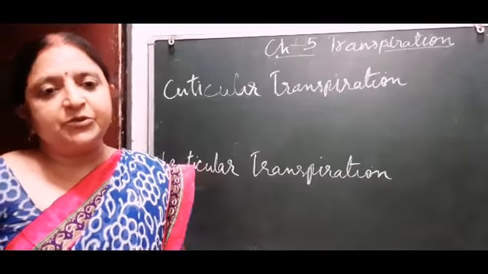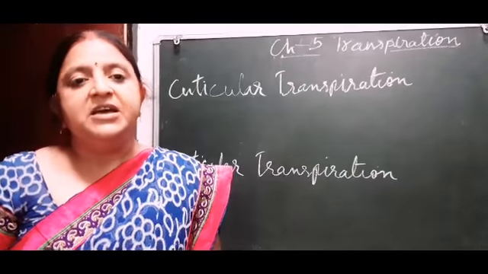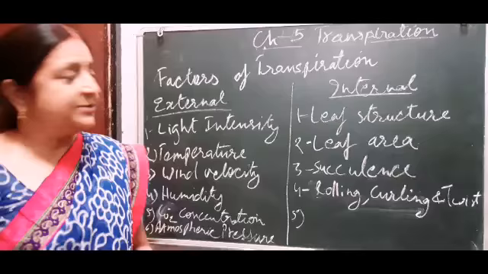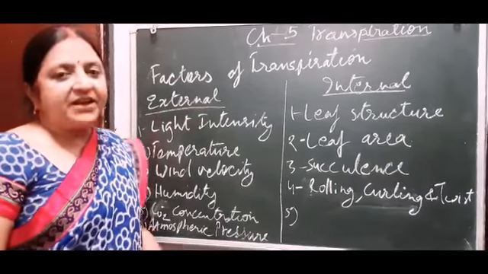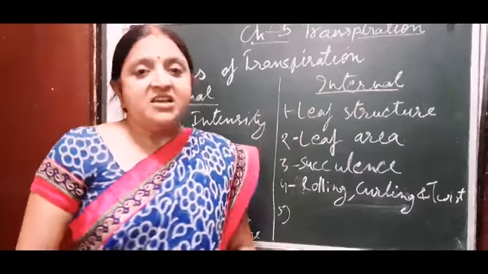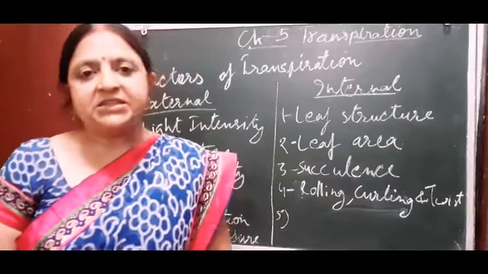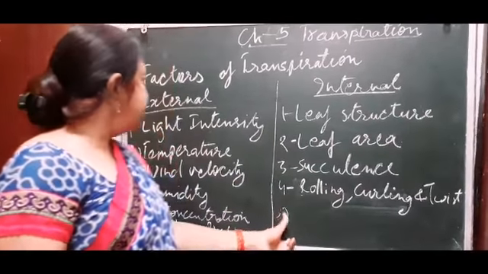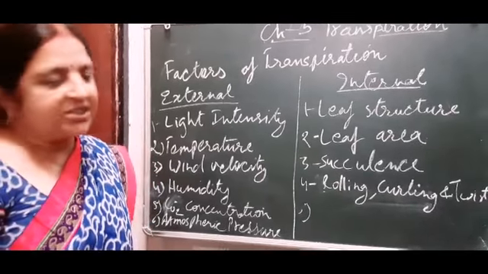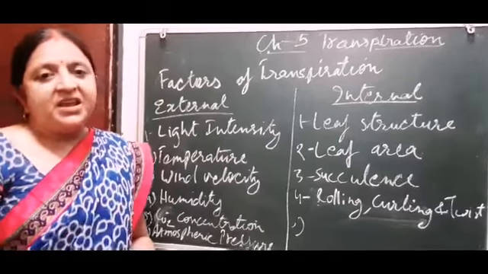Now I will explain what the factors are which affect the rate of transpiration. Some are external factors and some are internal factors. Internal factors means the structure of the leaves and the plants also affects the rate of transpiration, and external means atmospheric factors which affect the rate of transpiration. Now let's start with the light intensity.